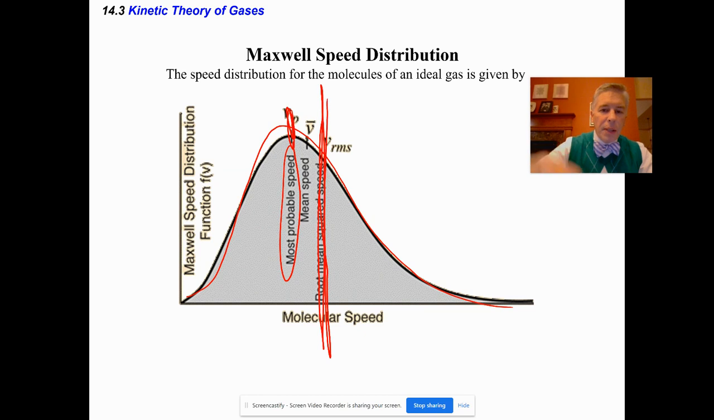The speed that's right in the middle of this particular distribution is not the most probable speed. The most probable speed is just the one you have the most values with. And it's not actually even equal to the average speed. The average speed falls a little bit there. This is what we refer to as the root mean square speed. So it's kind of a weird one.